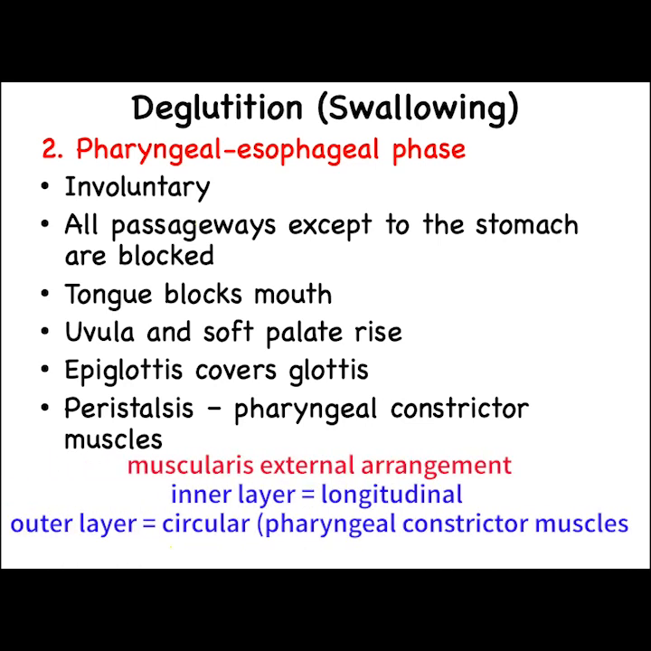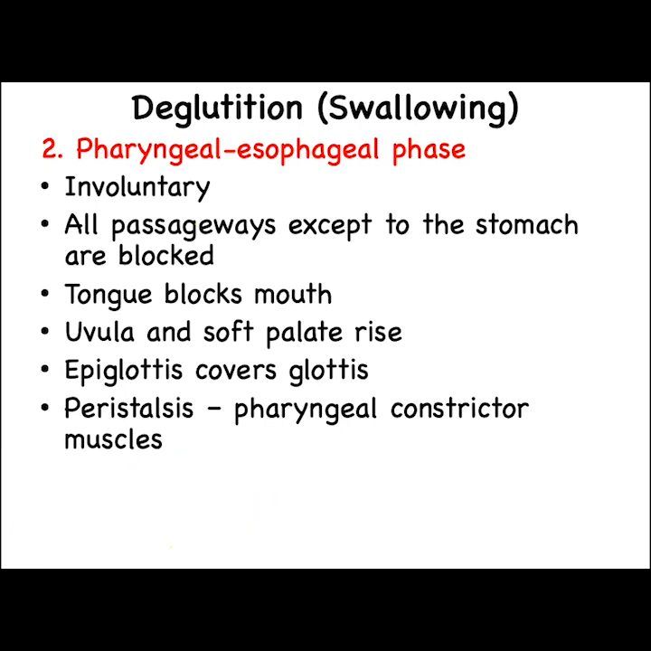The muscularis externa of the pharynx is arranged into two layers. The inner layer is a longitudinal layer, and the outer layer is a circular layer. The circular layer is arranged into three pharyngeal constrictor muscles. The contraction of these constrictor muscles propels the food toward the stomach. This movement is called peristalsis. As the food moves toward the esophagus, the upper esophageal sphincter relaxes.